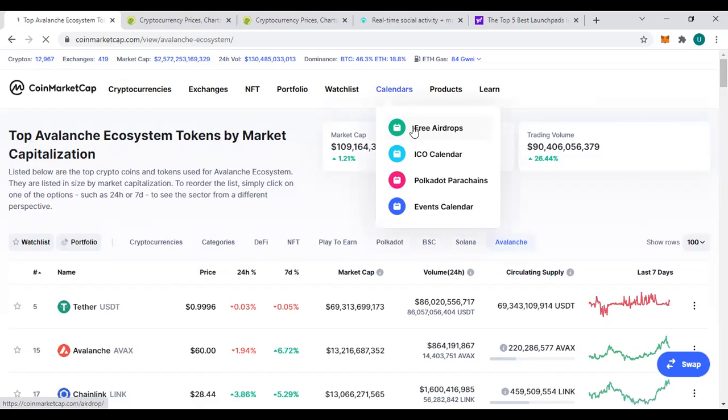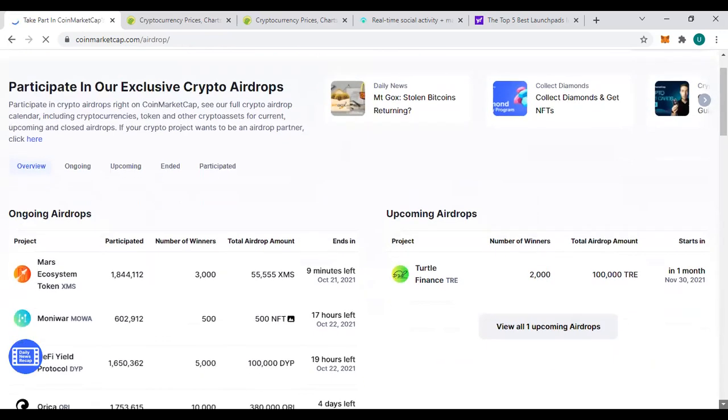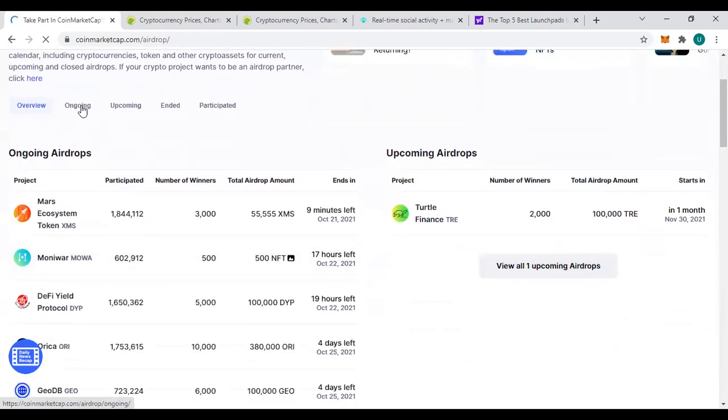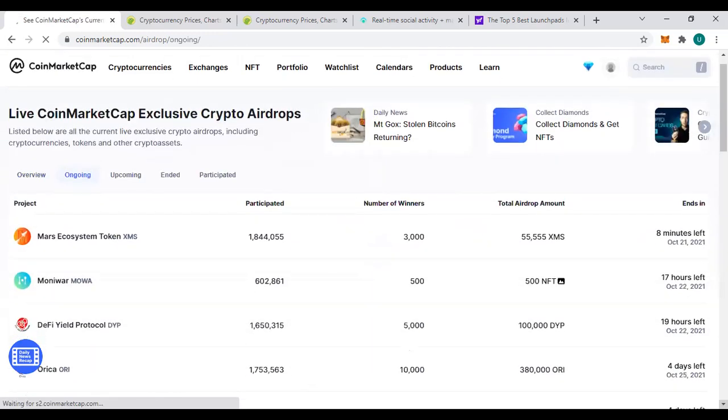Now, here, this is another fun part. For those of you that want free money, this is the place you get it. Airdrops. If you click here, Coinmarketcap will lead you to the current airdrops in play. You can click ongoing. Airdrops are free money, but you have to perform certain tasks to be able to earn them. So if you want to know more about airdrops, you can click it.